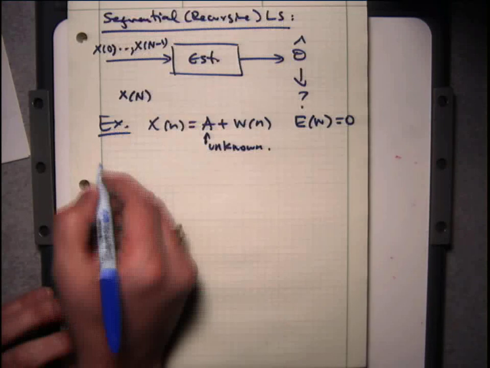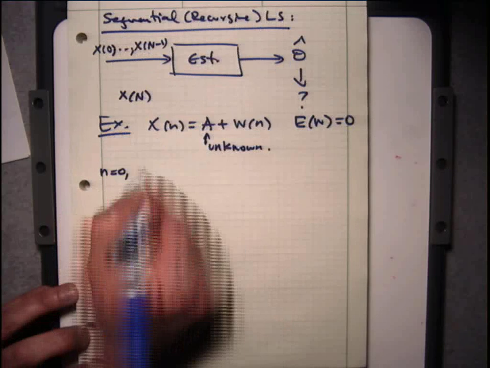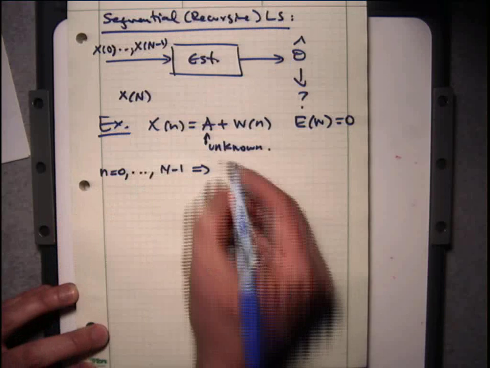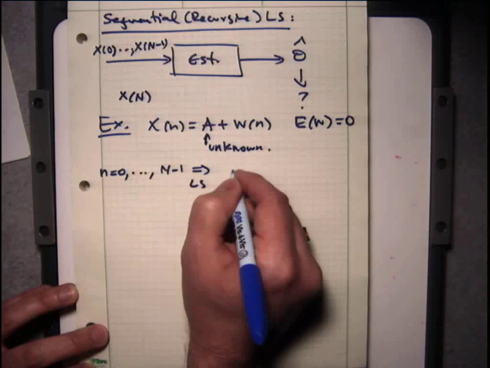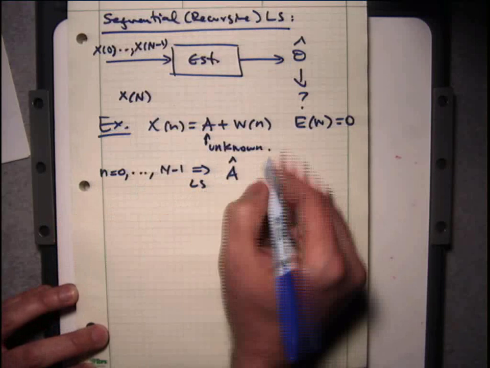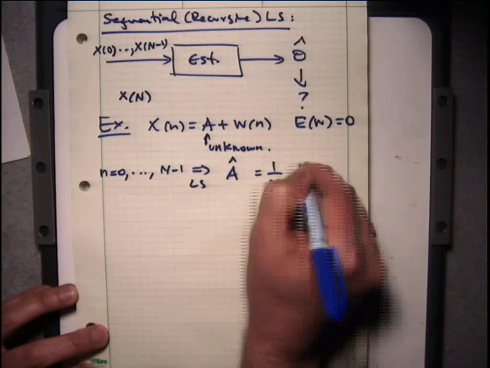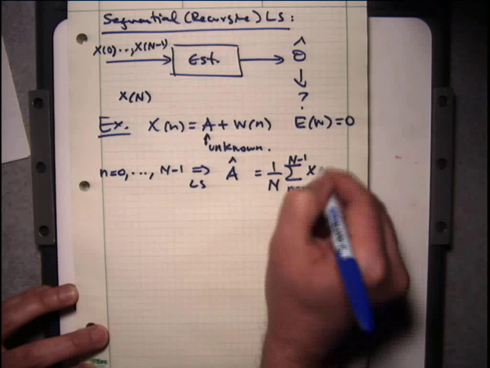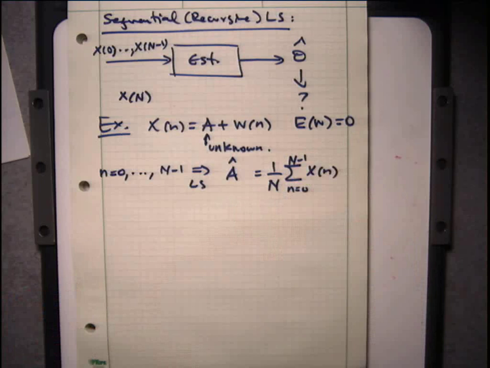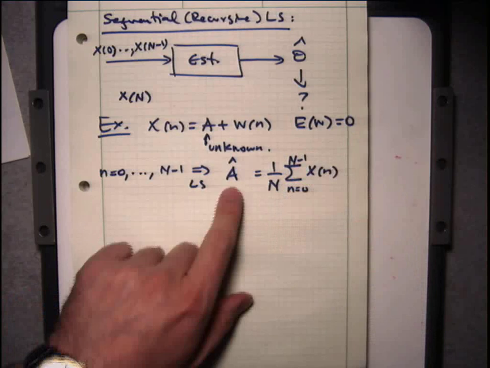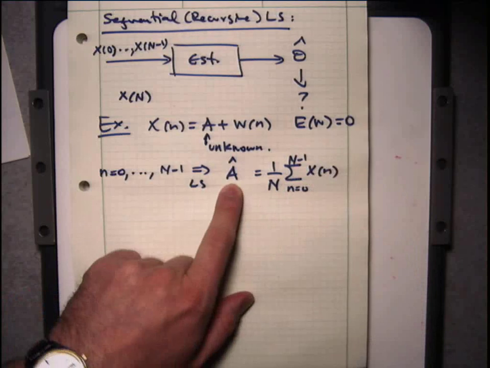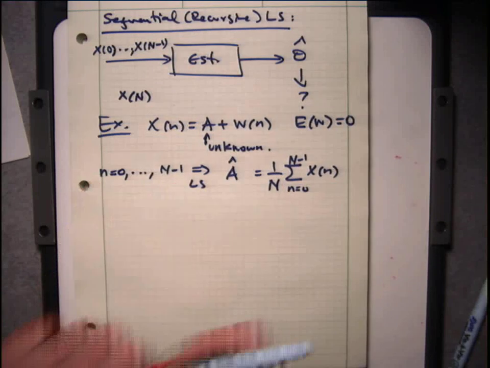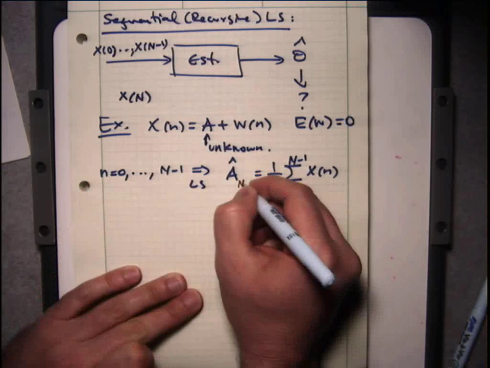Okay, so suppose I have data for n equals 0 to capital N minus 1, and I do least squares. I get A hat equal to 1 over n times the sum from n equals 0 to n minus 1 of x[n]. It just gives me an average of these values. I want to give this A hat an index because it's using data up to point n minus 1, so I'm just going to give it a subscript. Let's call it n minus 1.